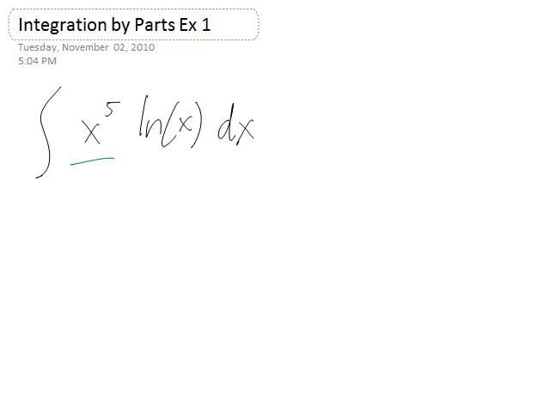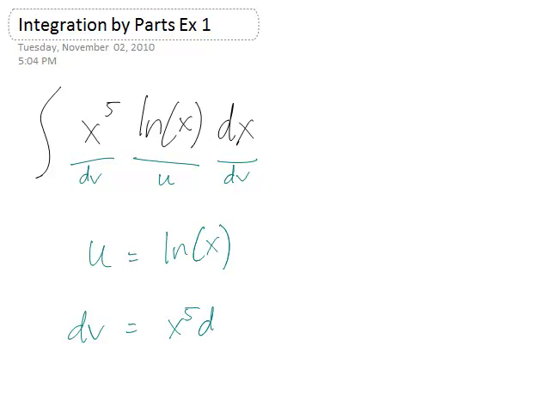The first thing you need to do with integration by parts is to look at the two pieces of the integrand and figure out which part you want to call u and which part you want to call dv. Remember that u is the thing that you're going to differentiate and dv is the thing that you're going to integrate. You don't really want to integrate the natural log, so this would actually be the best u, and x to the fifth dx would be dv. So u is ln x and dv is x to the fifth dx.